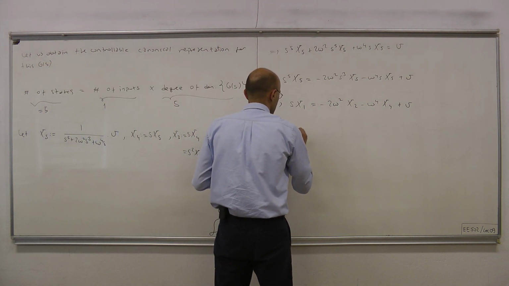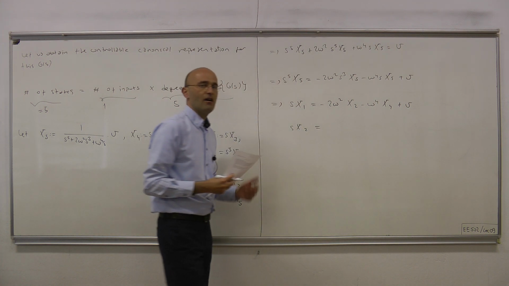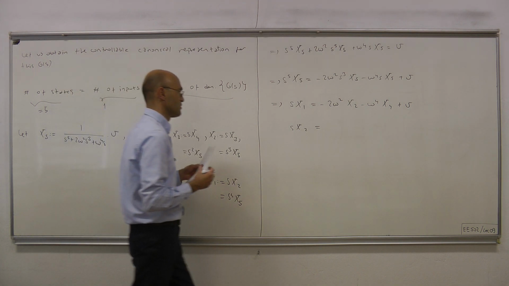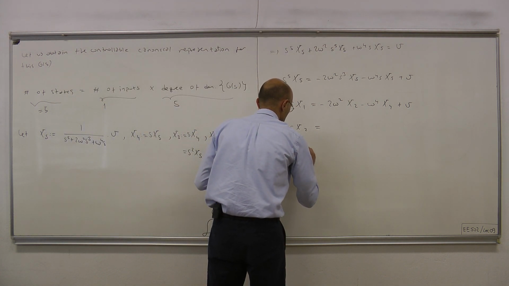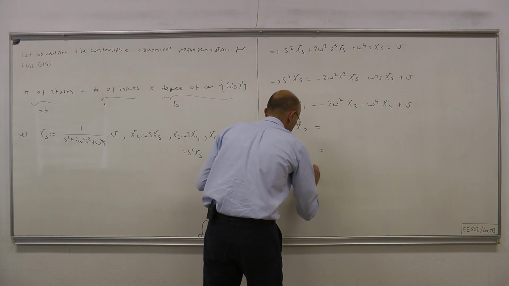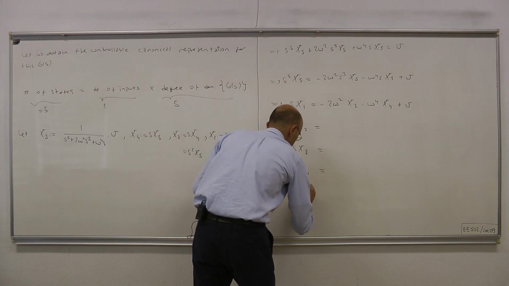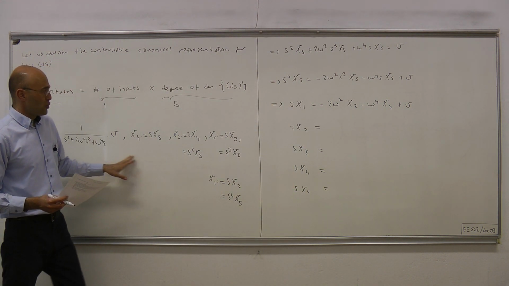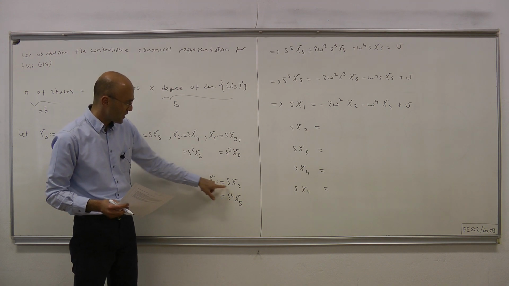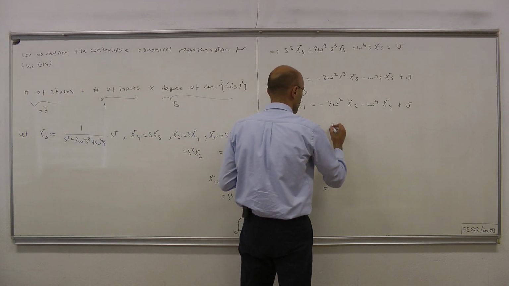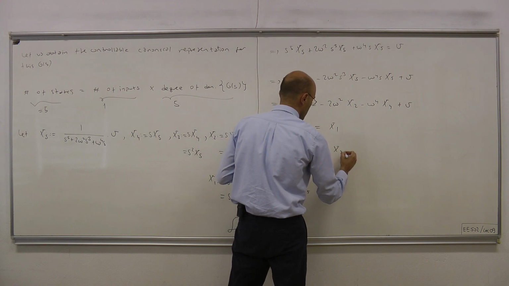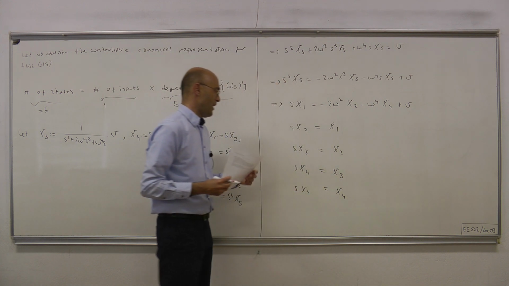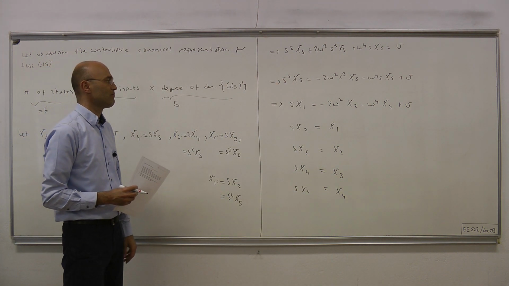And this was the hardest part. The remaining equations directly follow from the definitions. s x2, s x3, s x4, and s x5 equals what? s x2 by definition is x1. s x3 by definition is x2. s x4 by definition is x3, and finally here we have x5 dot equals x4.